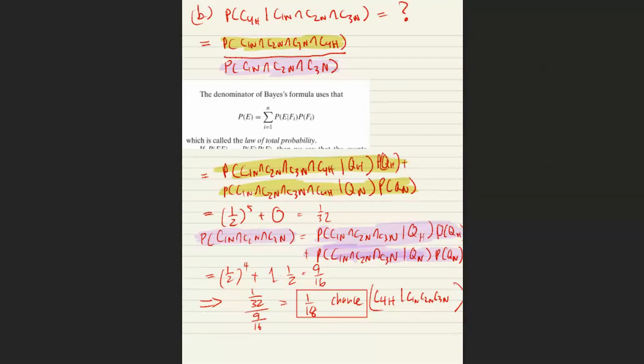And then for the denominator, it was a similar process, except for the second part where it's 1 times 1/2. That's from the probability that all of them are negative, given the queen is negative. So that has to be a 100% chance. And then we multiplied by 1/2 because the probability of the queen being negative is 1/2.